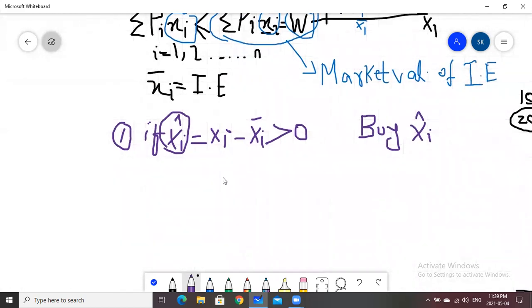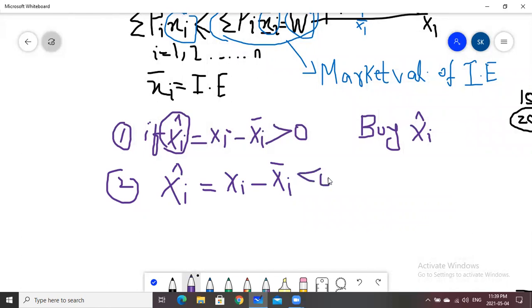The second condition is if x_i hat is equal to x_i minus x_i bar, and it is less than 0. Then she will sell x_i hat of the commodity. Now we don't know what this x_i hat is: either she's buying it or she's selling it. Buying when x_i minus x_i bar is a positive number, and selling when the difference between x_i and x_i bar is a negative number.